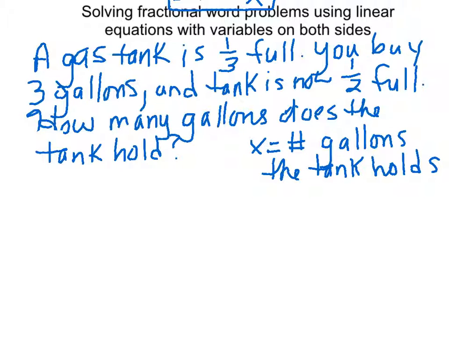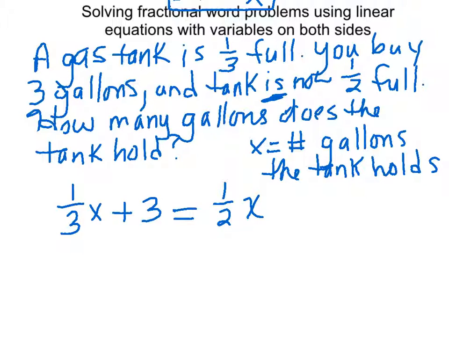A gas tank is 1/3 full. So 1/3 times the total number would be the number of gallons. We buy 3 gallons, so do we add it or do we subtract it? Well, if we're adding in gallons, we're adding in gallons, so we have to do plus 3 gallons equals, once we've added in the 3 gallons, this word is kind of a key word, and that's where you want to put your equal sign. It's now half full. How many gallons is that? Well, that's 1/2 times the total number of gallons that the tank holds.